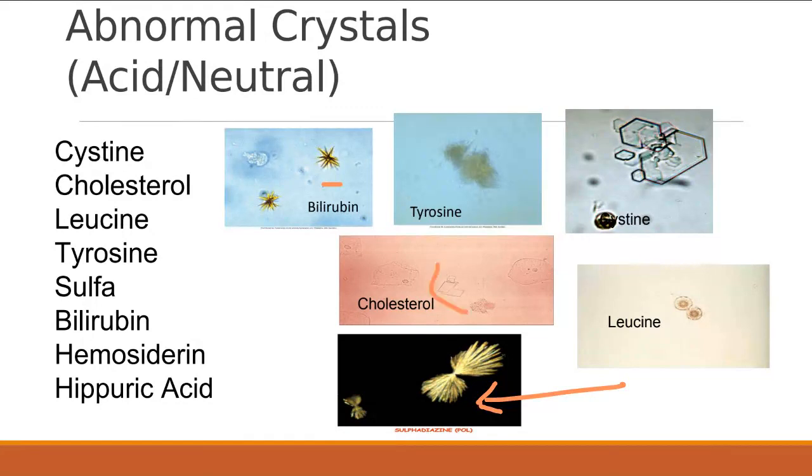Crystals are weird. Our cholesterol is weird. They look just kind of like little boxes everywhere. The cysteine does too. These leucine are probably kind of difficult. We're not going to see any in lab. You may see one on a test or a question about it, but you will not see this on any of the urines that you do.